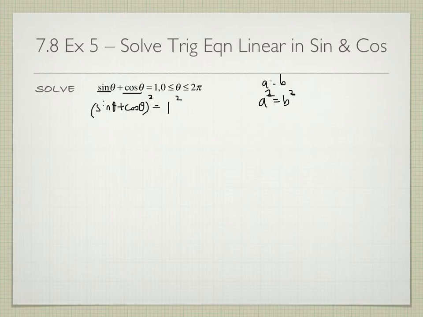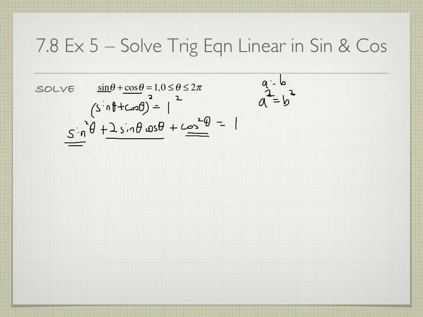So sine of theta plus cosine of theta, squared. That's a perfect square, so we can rewrite that as sine squared theta plus 2 sine theta cosine theta plus cosine squared theta equals 1. Okay, that looks very familiar. Those two, if we rearrange those, would be equal to 1. So we could say 2 sine theta cosine theta plus 1 equals 1. Well, those would cancel, so we end up with 2 sine theta cosine theta equals 0.